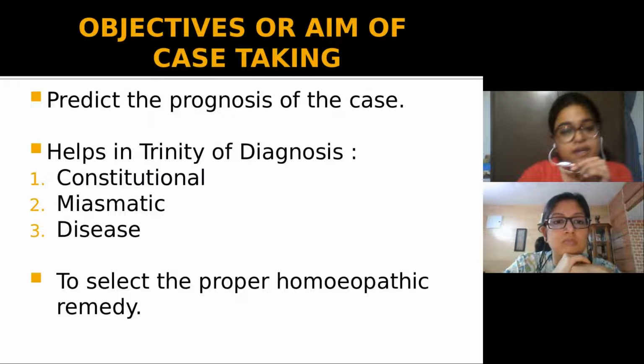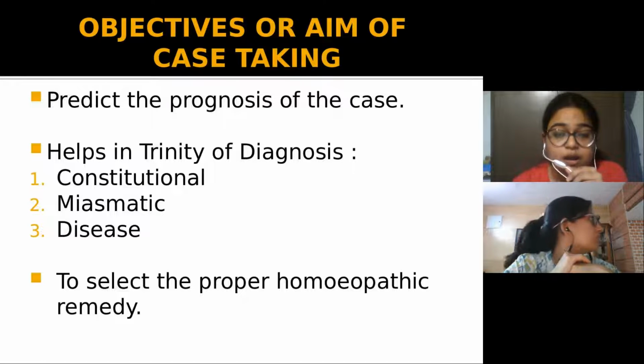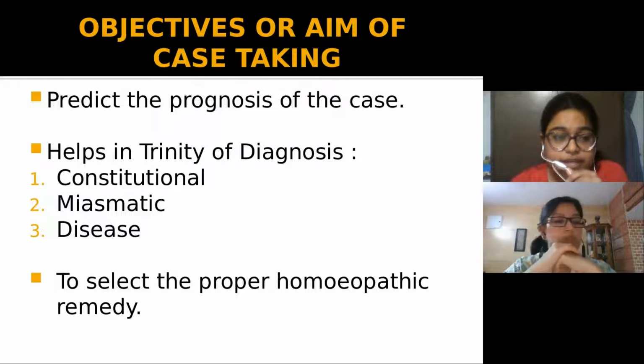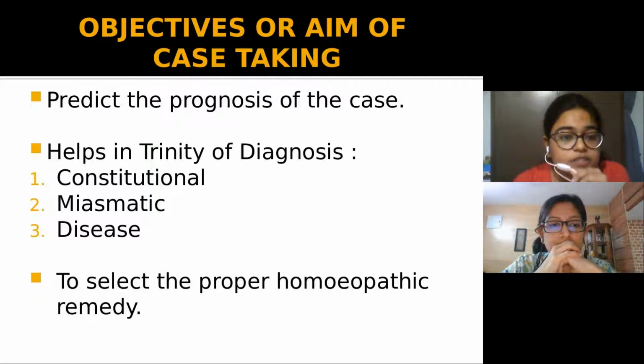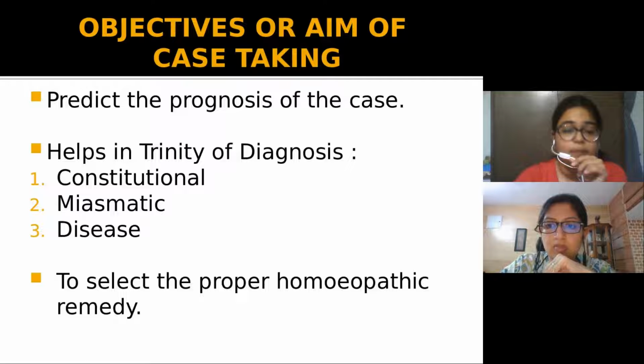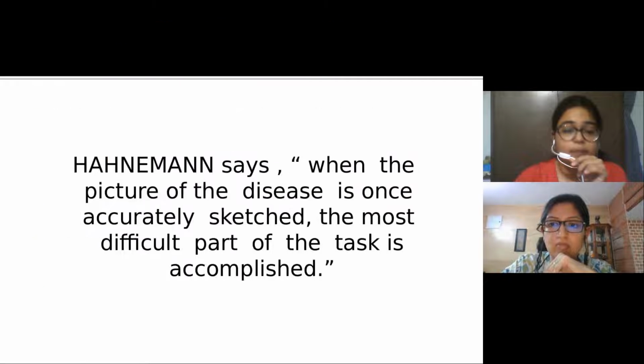Then predict the prognosis of the case, like ये curable है, this is an incurable case and we can just palliate and give the patient a temporary relief, and helps in trinity of diagnosis, that is CMD, that is constitutional diagnosis, miasmatic diagnosis, and disease history. And the aim of case taking would also be to select the proper homeopathic remedy. That is the main aim, to select a proper homeopathic remedy for that case and cure the patient or cure the case.